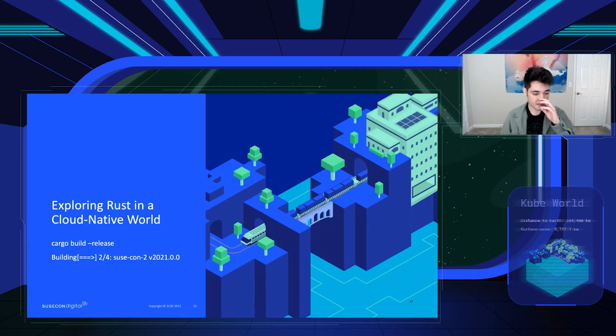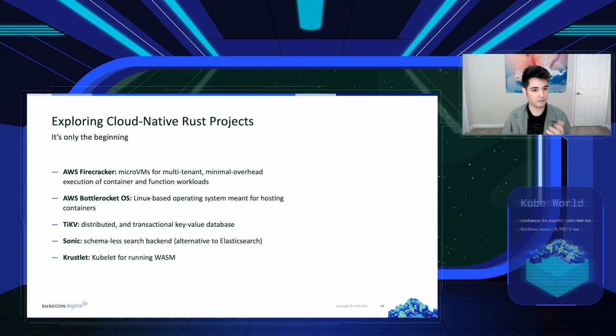All right, now let's explore Rust present and future in a cloud-native world. I posted 5 example projects here, 2 of which AWS uses, Firecracker especially in production. And then we have databases and search backends and even a kubelet. Some of these are very production ready and in use today, and some of them are a little more experimental. But I think the one thing is clear. It's not a matter of if Rust is valid for cloud native. It's a matter of when the next cloud native projects will come.